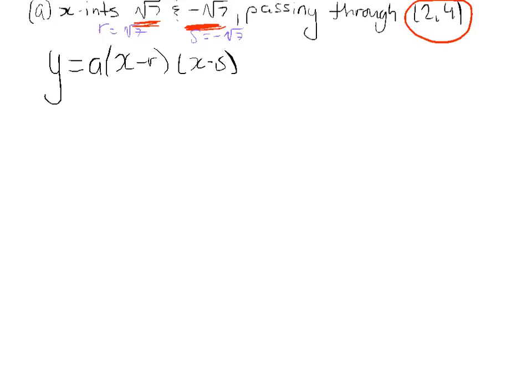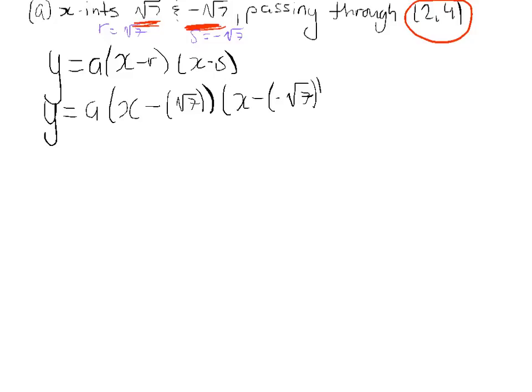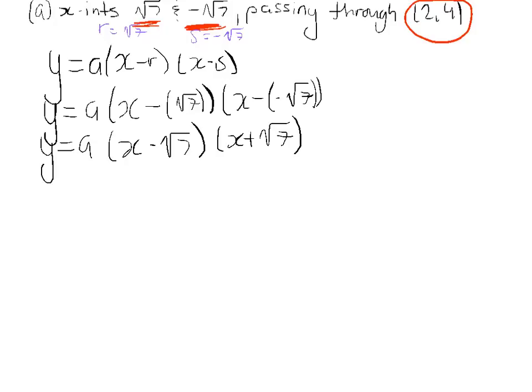So we have y equals, a is still an unknown, x minus our r value of root 7, and x minus our s value of negative root 7. So our factored form with the unknown a value is x minus root 7 and x plus root 7. Now we have to take the point that was given to us, so the 2 and the 4. We'll call this one x and this one y. If we substitute that into this form of the equation, we can solve for our unknown value a.